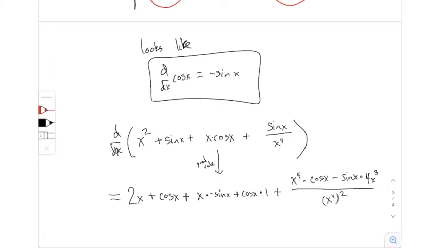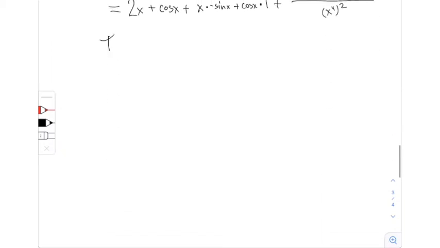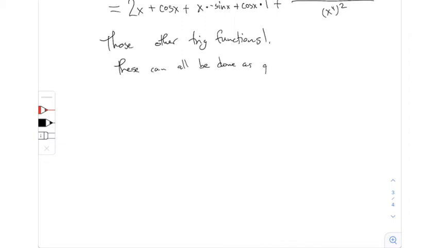So we know sine and cosine. Let's talk about those other trig functions. You know, there's tangent, which is the most important of those other ones. And then there's all the other ones, which are less important but still worth talking about, at least briefly. Let's talk about tangent. So let me say these can all be done as quotients.